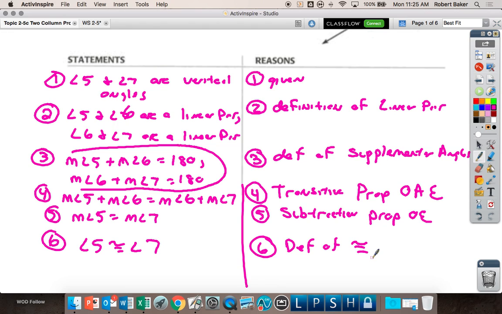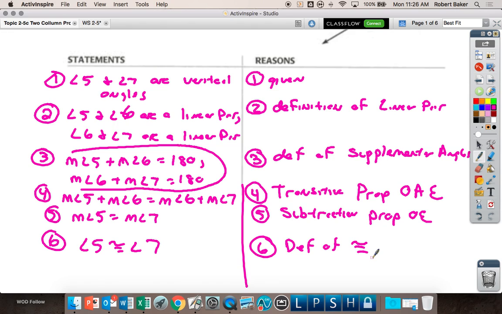So the same thing. We put this linear pair word here so we could draw that 180 conclusion from that. So now that we have an ability to draw that 180 conclusion, we can write it. 5 and 6 equal 180. 6 and 7 equal 180. The reason it's true is because that's the definition of supplementary angles. If you add two angles together and they equal 180, they're supplementary.